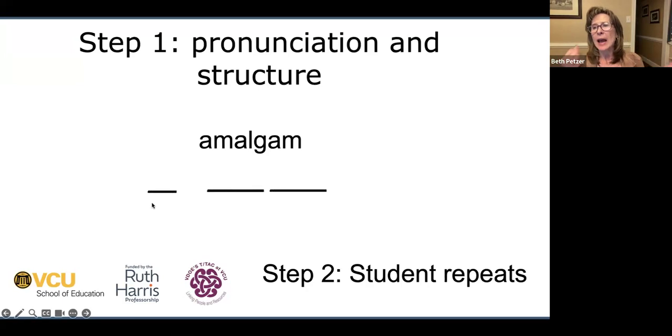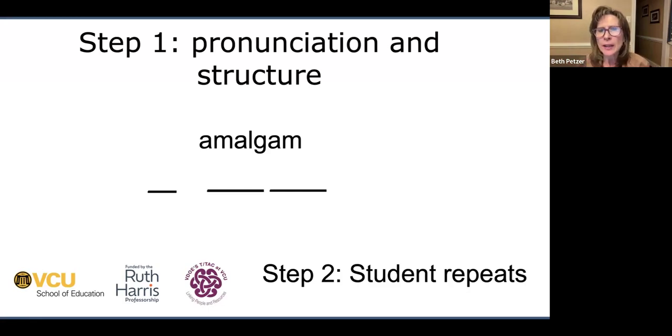And now you could tap or pound it out from left to right. I like to tap. So it's amalgam, or you could go amalgam and scoop under amalgam. All right, so we're getting the students to do this with us, and every time we say amalgam, they're saying it with us.